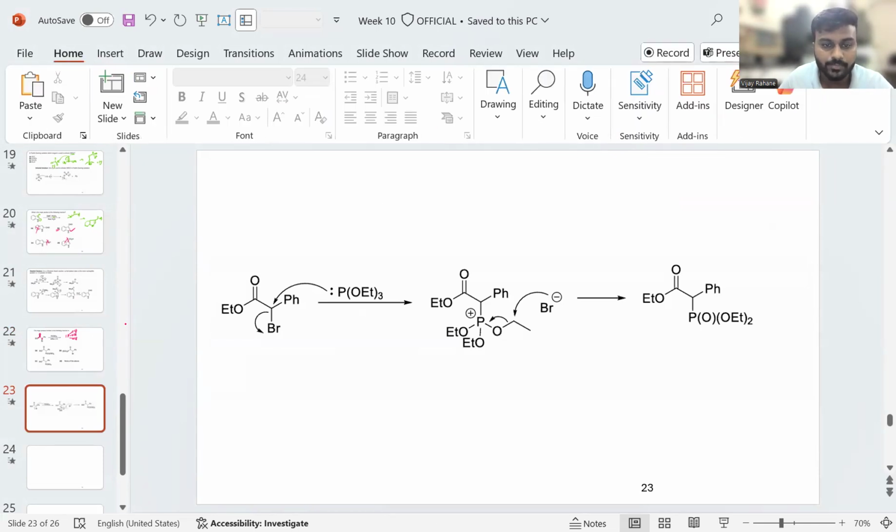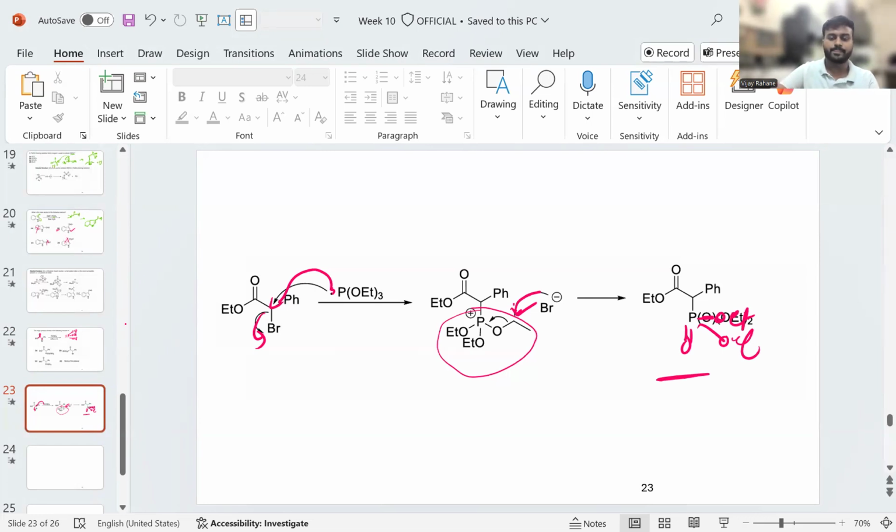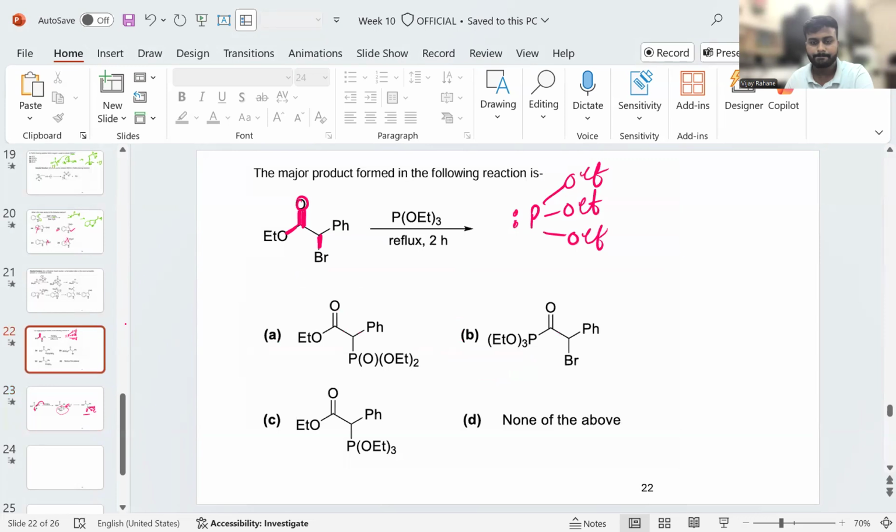Once this P(OEt)3 lone pair attacks on this C-Br bond, this is the O-P(OEt)3, the entire group. Now this Br is eliminated. That eliminated Br attacks one of the OEt groups, which leads to formation of the P double bond O bond. So this will be the P double bond O and then OEt, OEt twice. So that's the product formed. So this is the compound. Option A is the correct option here.